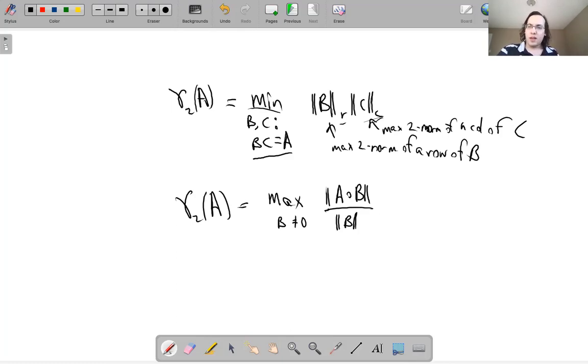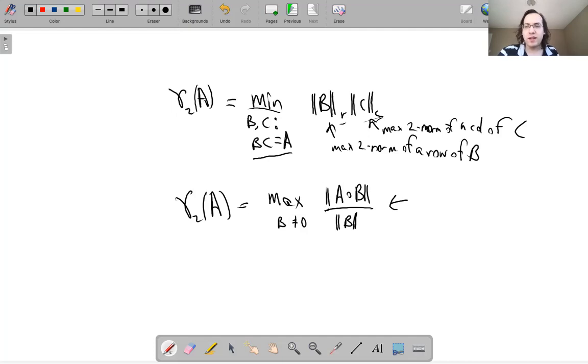So these are the two strange definitions of the gamma 2 norm. The second one may look familiar from the definition of the negative weighted adversary bound, which had something similar to this, something called the filtered gamma 2 norm. Anyway, this is the definition of the gamma 2 norm.